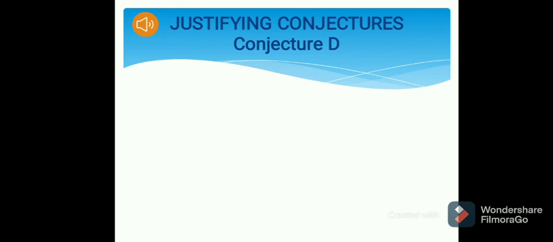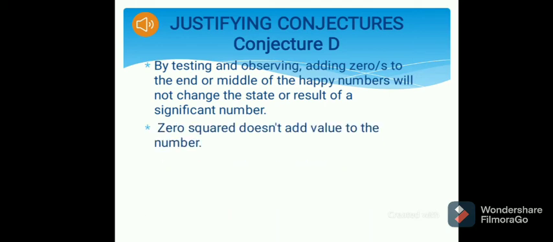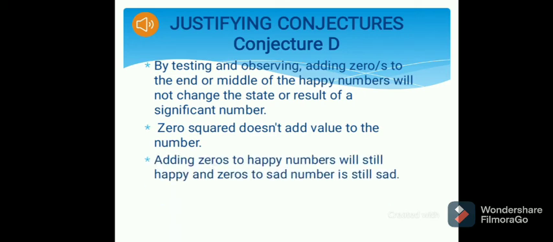Justifying conjecture D, by testing and observing, adding 0 or zeros to the end or in the middle of the happy numbers will not change the result, as well as adding zeros to sad numbers. Therefore, even adding a lot of zeros to the number, the result will still be the same because 0 doesn't add value to the number. 0 squared is still 0, hence happy numbers will still be happy, and sad numbers will still be sad numbers.